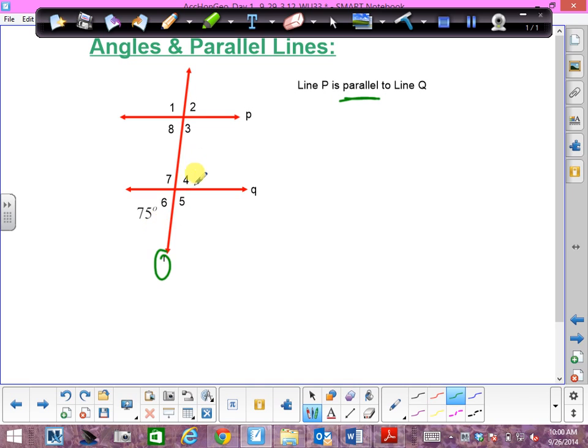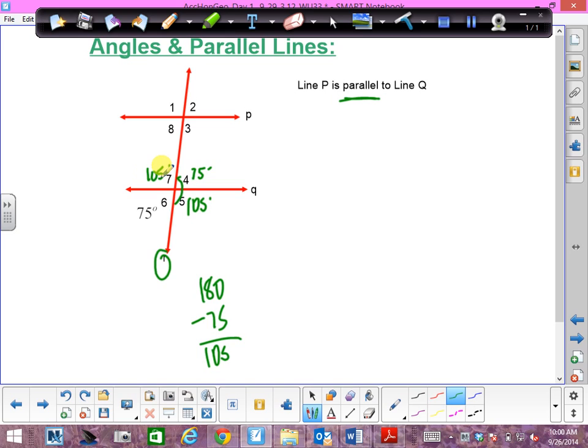Well, you know angle 4 is congruent to angle 6, so it's also 75 degrees. And that would be by the vertical angle theorem, because vertical angles are congruent. Well, then you should be able to find the measure of angle 5, because what do we know about 4 and 5, those two angles, if we add them together? You know they're supplementary because they form a linear pair. That's by the supplement theorem. So 180 minus 75 leaves us with 105. So this angle here is 105 degrees.